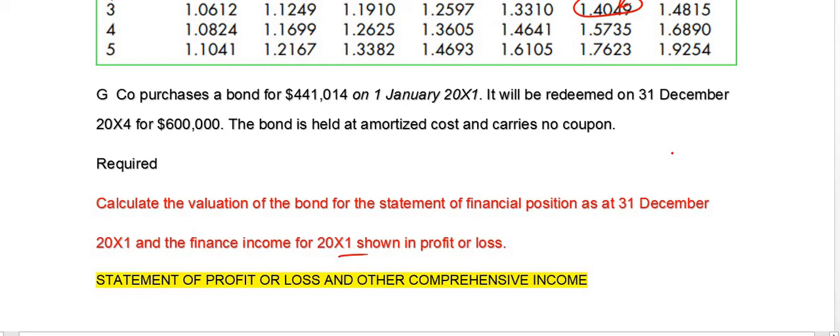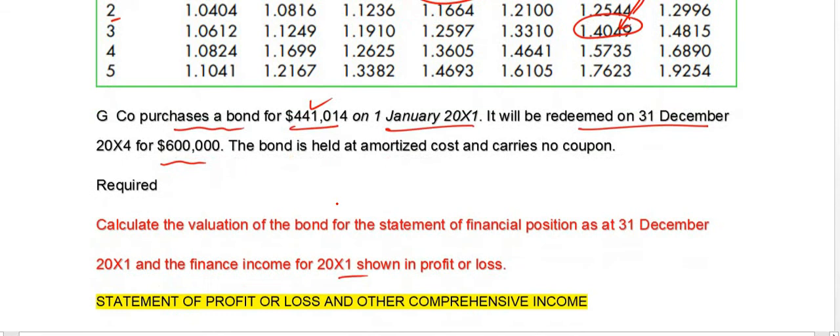Now here we have a question. A person purchases a bond for this amount on 1st January 2001, and it will be redeemed on 31st December at this amount. So this is the redemption value and this is the purchase value. You will divide the redeem value by the purchase value, and you will get the effective interest rate. The bond is to be held at amortized cost and carries no coupon, so there is no cash payment.